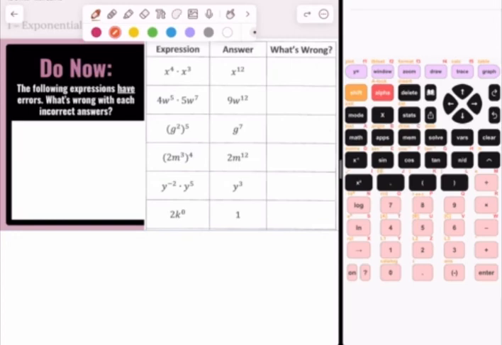Alrighty, let's start this lesson with some error analysis. The following expressions have errors. What's wrong with each answer?